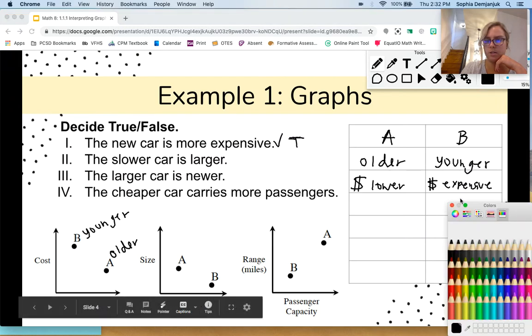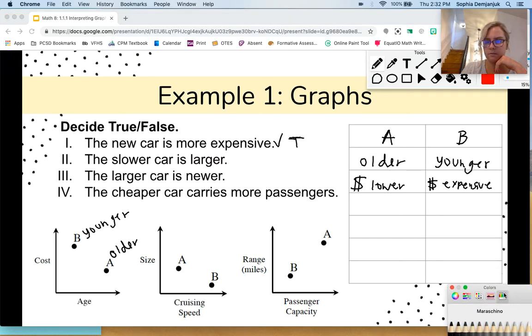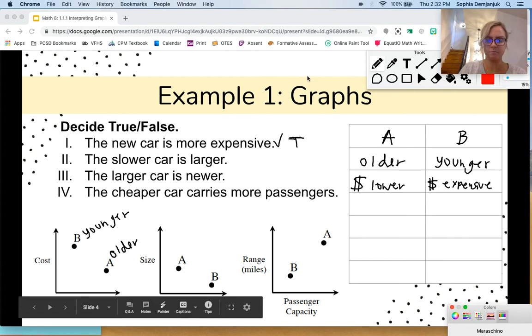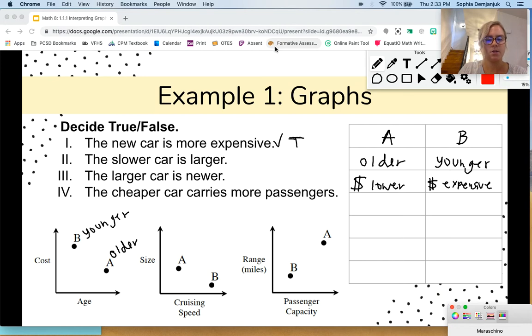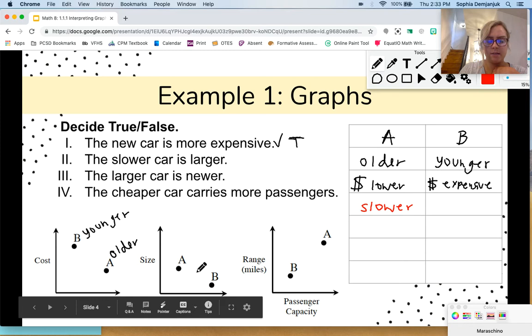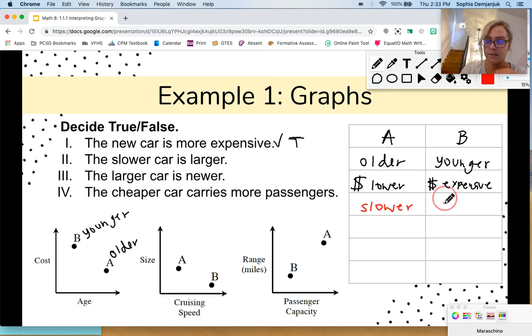Now I'm going to get information from my second graph. My second graph shows me that the cruising speed of A is more to the left, so it's lower. If it's a lower cruising speed, it's going slower. This little box right here looks like it says slower, but it was money sign lower. Slower. And since B is going farther to the right, it means that the cruising speed is higher. If the cruising speed is higher, it's going faster.